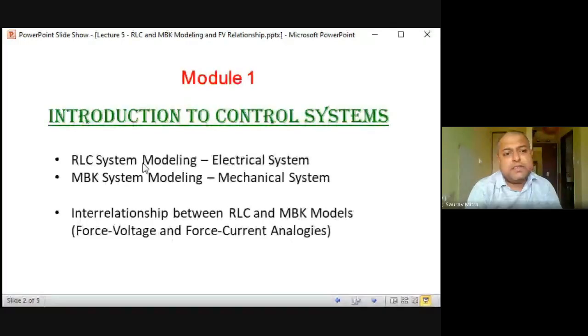We will be finding the transfer function of the RLC system, and we have to find out the characteristic equation. So it will be output by input.